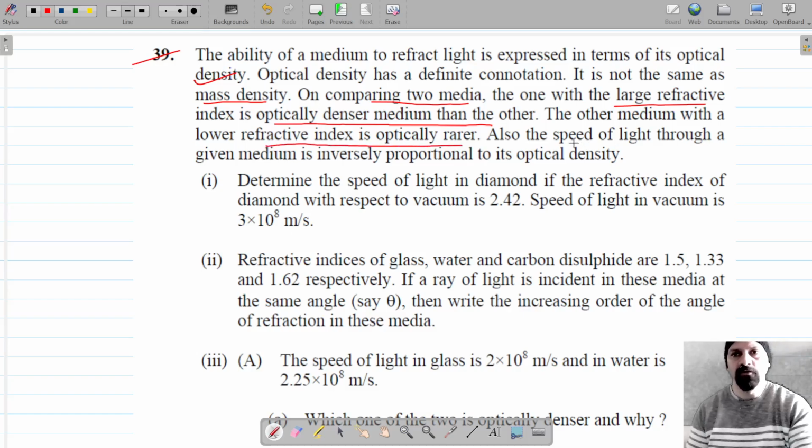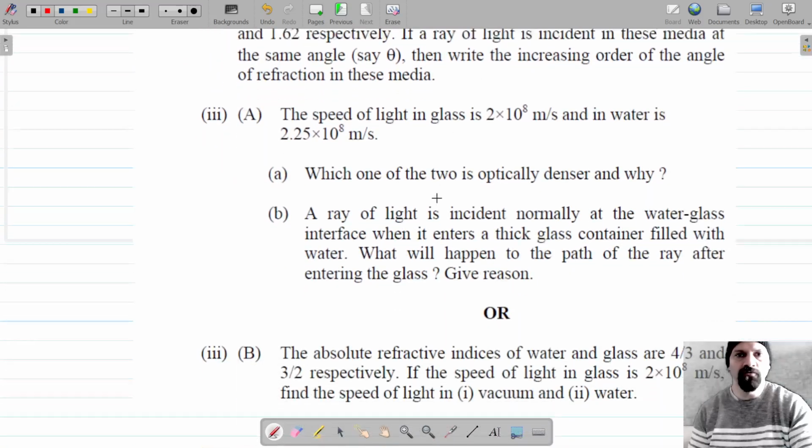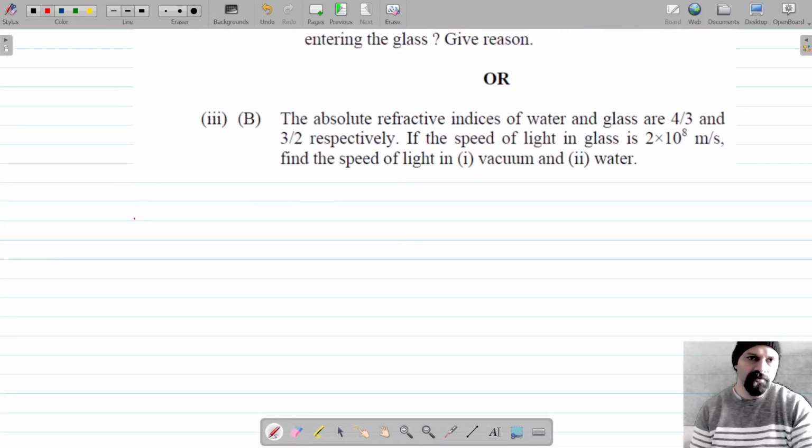It's given. Also, the speed of light through a given medium is inversely proportional to its optical density. That means the more the optical density, the less the speed of light in that medium. Now, determine the speed of light in diamond if the refractive index of diamond with respect to vacuum is 2.42. So let's answer the first part.